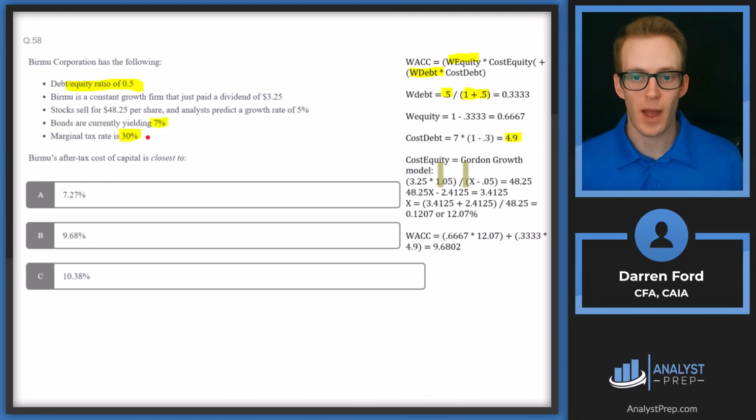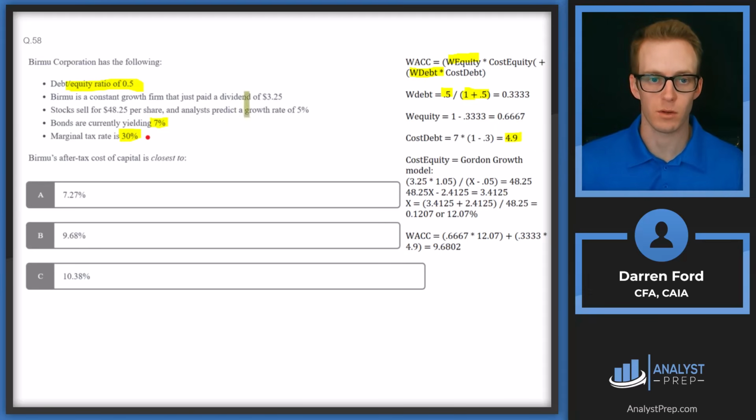To calculate our cost of equity, we're going to be using the Gordon growth model. So we're given that dividend we just paid of 3.25. So that's dividend in period now, D0. We need the dividend in the next period. So we're going to multiply that by our 1.05 growth rate. And then we're dividing that by the return minus the growth rate.